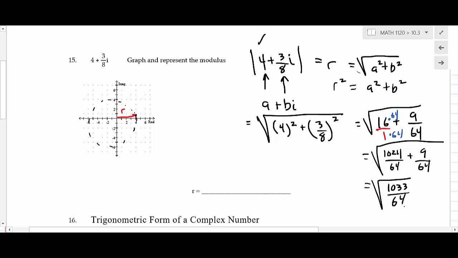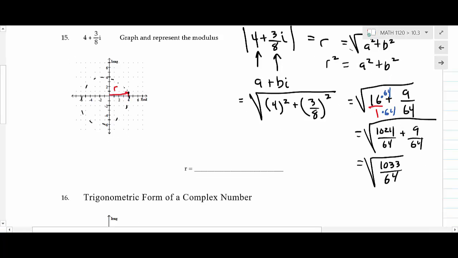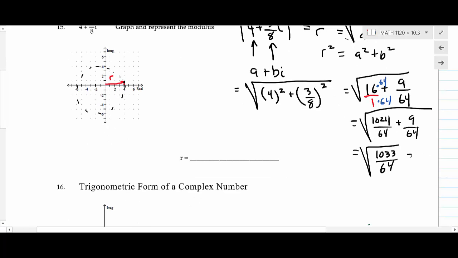I only think of one thing I could do. You can do the square root of 64, right? So when you have a fraction, you don't necessarily have to show this step, but you can do the square root of the numerator and denominator. So the answer to this problem is r equals square root of 1,033 over 8. Okay, that's the exact answer to that problem. So that's what the absolute value of 4 plus 3/8 i is.